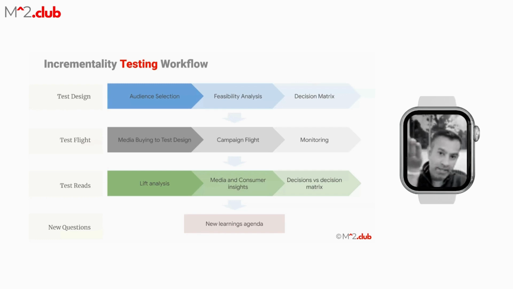The difference between X and Y is the lift, and now we're assessing that your program, TikTok program or Facebook program, drove 8% lift for the business. Okay, great. Now we have that number. You've already figured out what the decision matrix is, and you also have some media and consumer insights to back it.